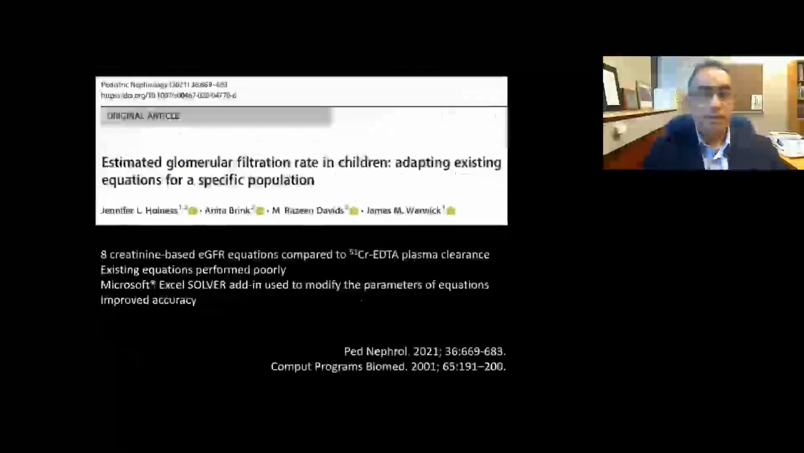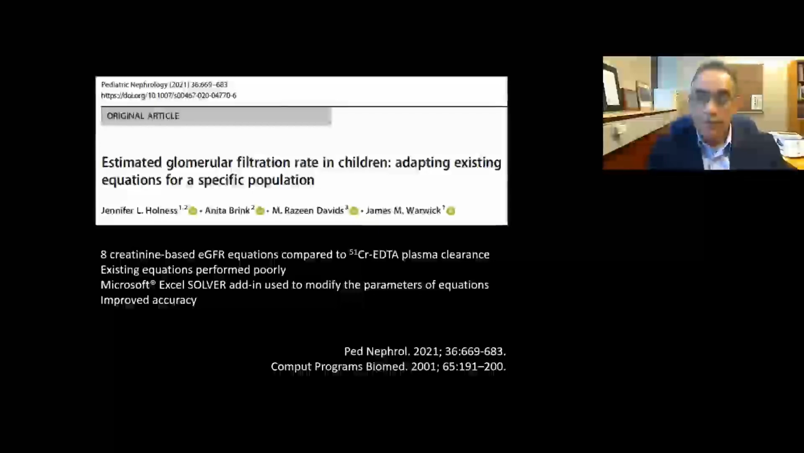They did not find any advantage to using cystatin C, either alone or in combination with creatinine, and MDRD performed worst of all. Now, this is an interesting article by Jennifer Holness, who looked at how to adapt an existing equation for a specific population, and she did this in children. So they looked at 8 different creatinine-based equations and compared that to measured GFR using chromium-51 EDTA, finding that the existing pediatric equations all performed quite poorly.